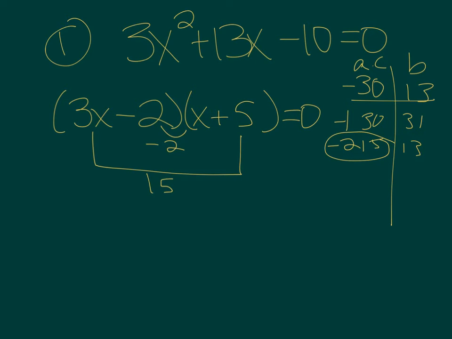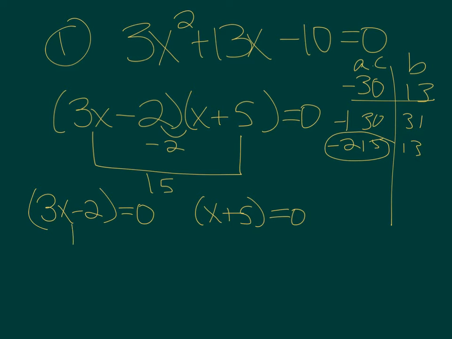But now we have to solve. So what we're going to do now is we have to separate our 2 parentheses and set them each equal to 0. So I'm going to have 3x minus 2, and I'm going to set that equal to 0. And then I'm going to have my x plus 5 and set that equal to 0. And now we just have 2 equations that we have to solve. Okay, so I'm going to do this one first. So I'm going to add 2. So I have 3x equals 2, and then I'm going to divide by 3, and I get x equals 2 over 3. Okay, so that's one of my solutions.